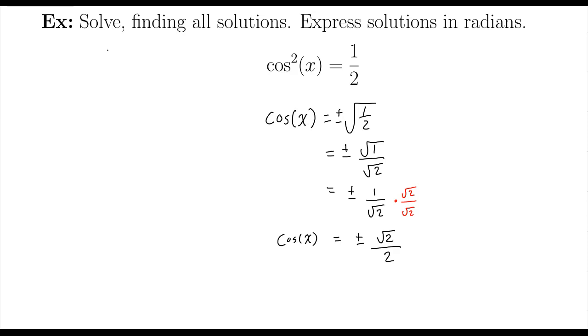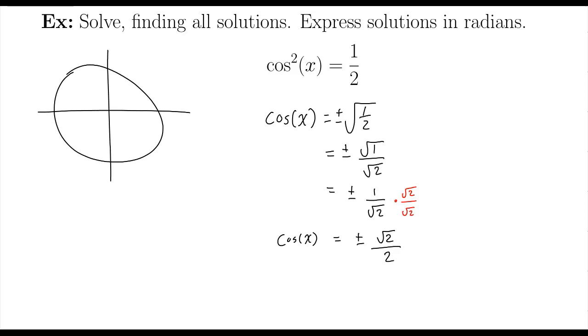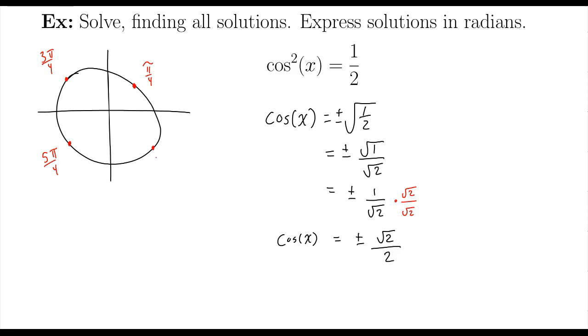So in my unit circle, I want all the square root of 2 over 2's. Okay, so I'll draw a little bit. Okay, so that's going to happen here at pi over 4, here at 3 pi over 4, here at 5 pi over 4, and here at 7 pi over 4. Okay, so those are the 4 points, the 4 angles that will give me square root of 2 over 2, or negative square root of 2 over 2 for cosine, for x.